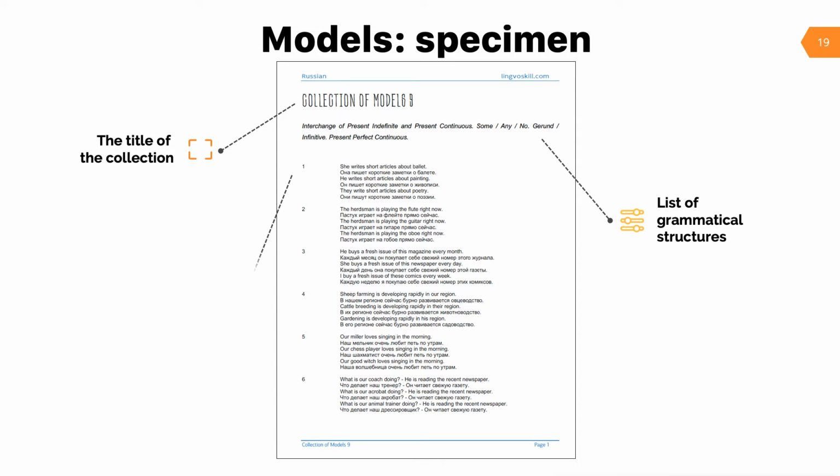And then we have our model numbering separated by an empty line. All speech patterns in one model are placed one below the other. That is, first an English sentence and its translation into Russian underneath. Then the second English sentence and its translation into Russian underneath. And then the third English sentence, the third speech pattern, and under it the translation into Russian. The page numbering and the title of the collection are indicated in the headers and footers, so you can always see what collection you are working on.